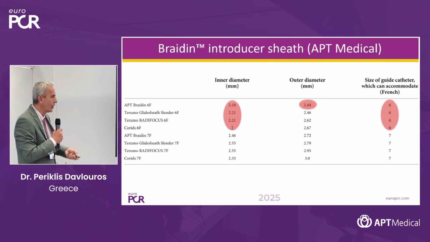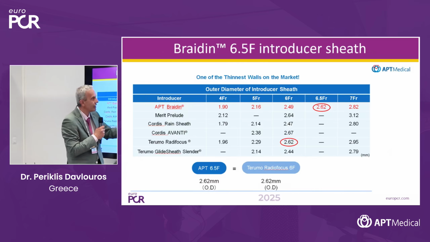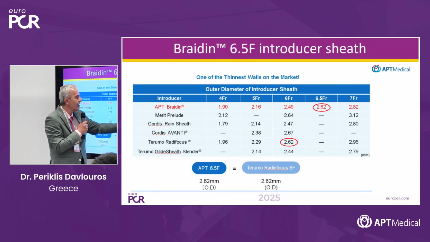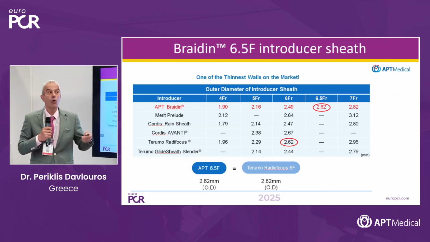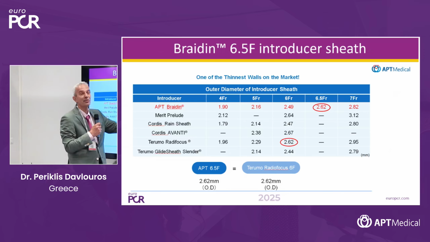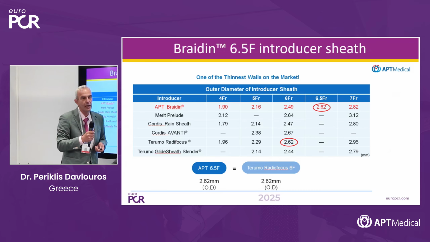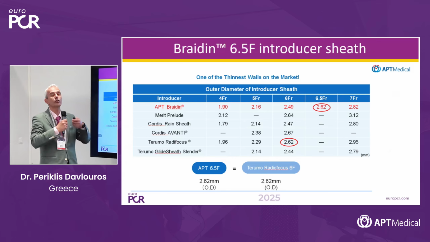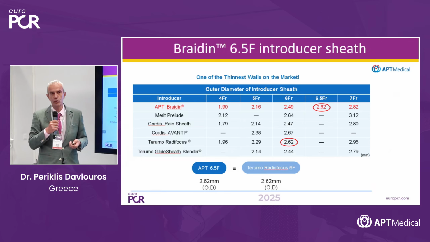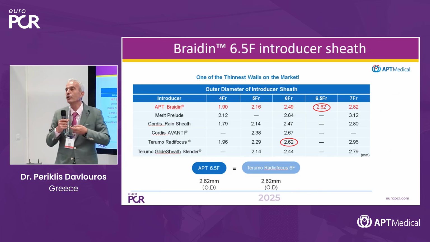On the other hand, the 6.5 introducer sheath, as you can see, has an outer diameter of 2.62 millimeters, which is exactly the same as, or even less than, the outer diameter of ordinary, common 6 French sheaths. So it is a 6.5 with the outer diameter of a 6 French sheath. And this is very important because it is not bulky. If you want to do complex procedures like CTO-PCI or complex bifurcations, you need large lumens.